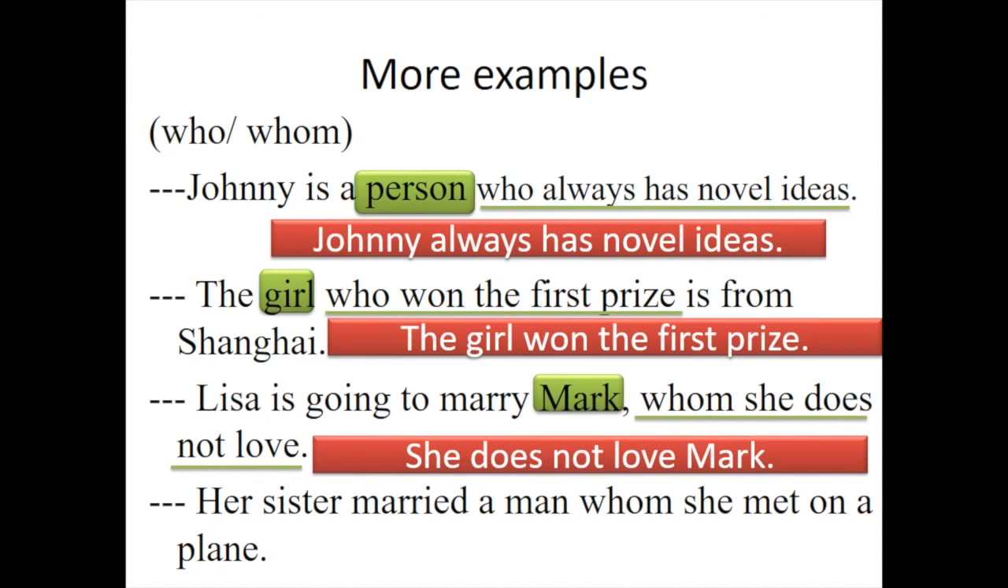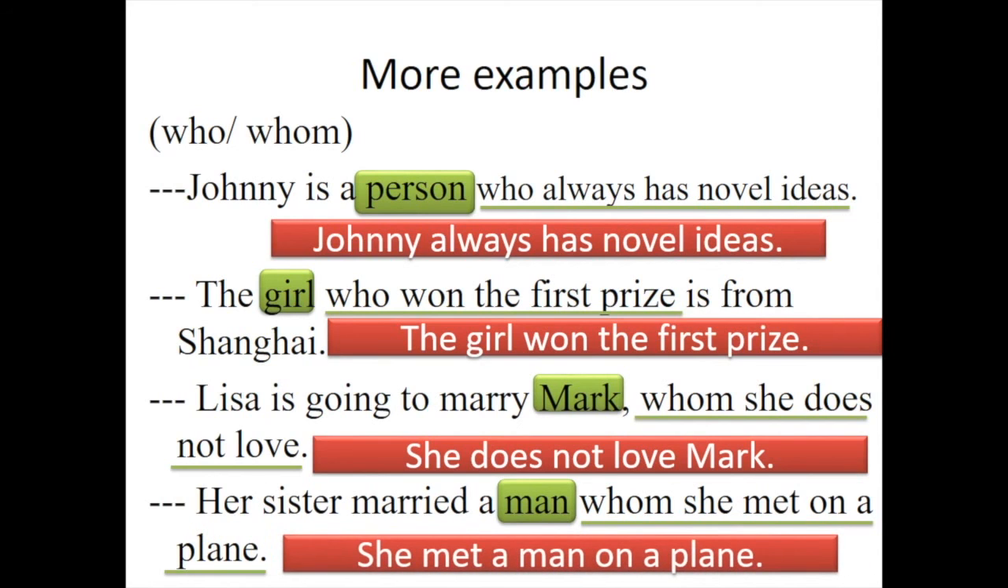The last one. Her sister married a man whom she met on a plane. In this sentence again, whom she met on a plane is the relative clause to describe a man. And the original sentence is like this: her sister, or she, met a man on the plane. And again, here you can find the man is in the object position in the sentence. That's why we need to use the word whom.